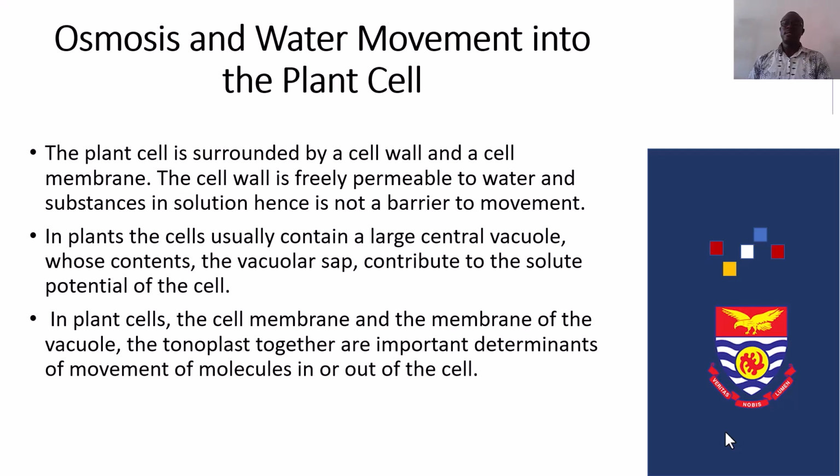In plants, the cells usually contain a large central vacuole whose contents, the vacuolar sap, contribute to the solute potential of the cell. In plant cells, the cell membrane and the membrane of the vacuole, the tonoplast, together are important determinants of movement of molecules in or out of the cell.